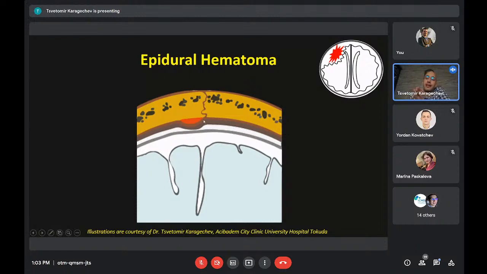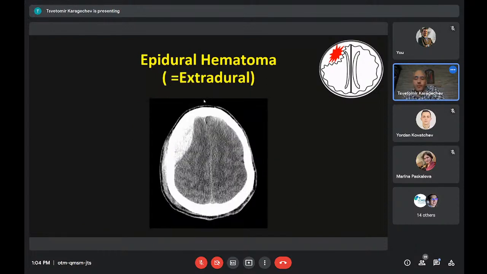And this is, like I said, not a real space. It's a potential space. And if you have listened to what I've explained, this is really important because the endosteal layer is continuous with the skull sutures. The epidural hematoma will be contained by the suture, so they won't cross unless, of course, there's a fracture through the suture. So extradural hematoma and epidural hematoma are actually the same.